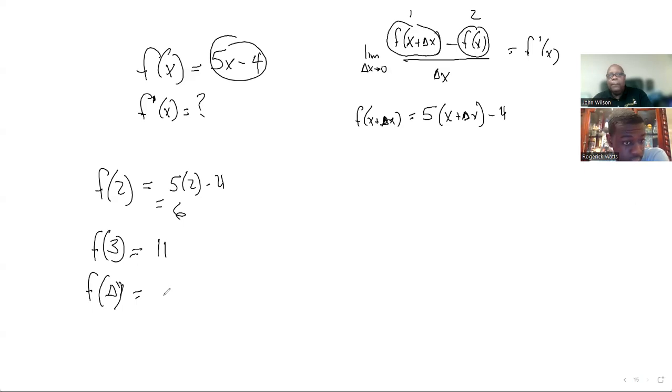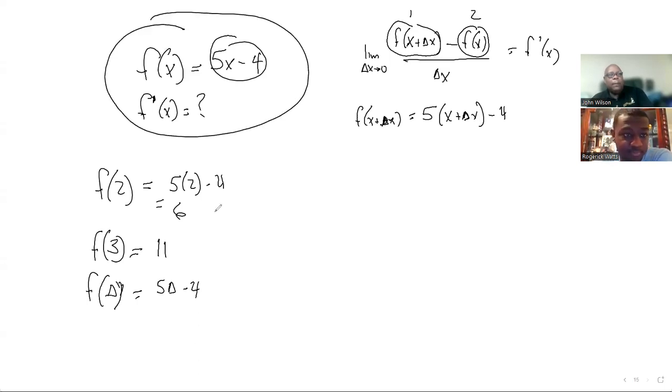5 times triangle minus 4. The rule is that whatever's in the parentheses goes in for x. So f of x plus delta x is 5 times x plus delta x, minus 4. What's f of x? Go back to your given. Look at your problem. What's f of x?